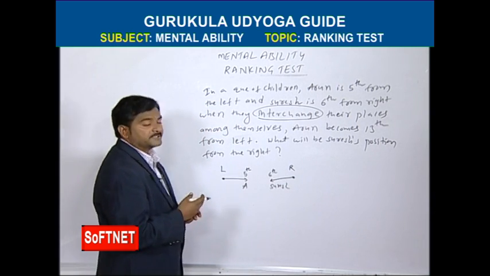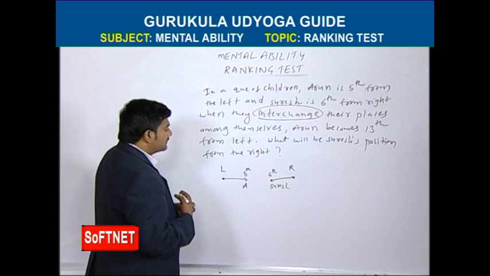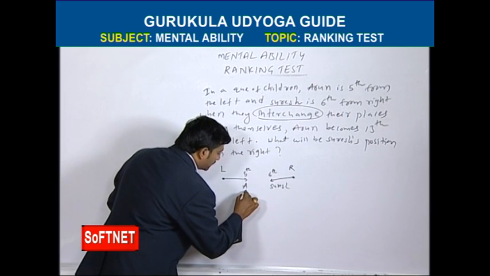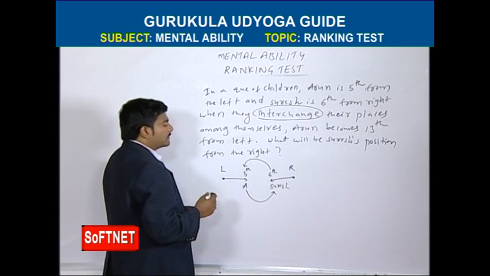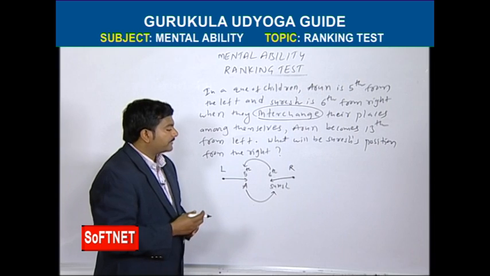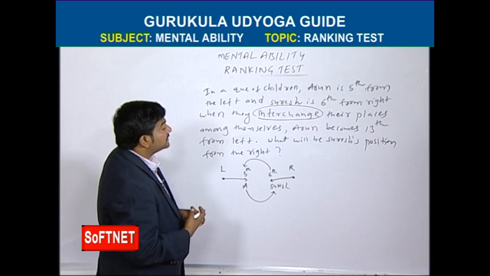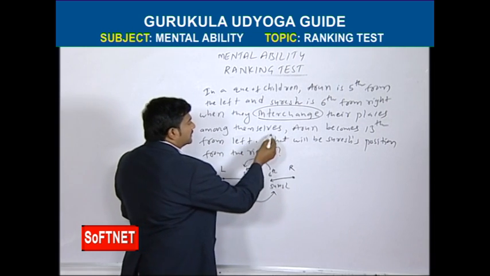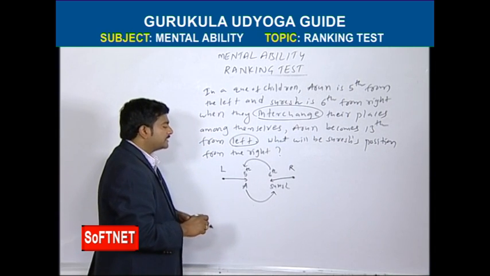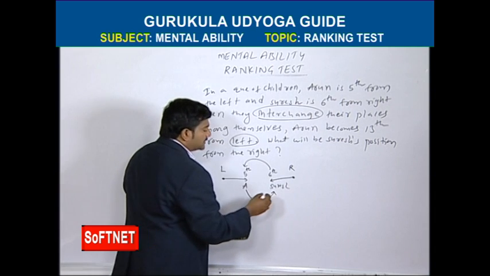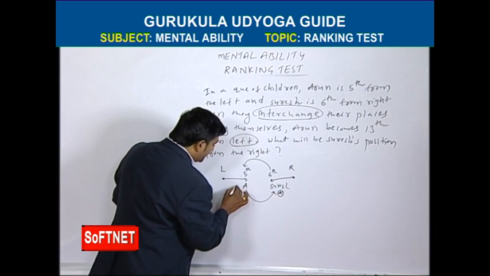When they interchange their places, what does it mean? Arun occupies Suresh's position. Similarly, Suresh occupies Arun's position. Arun occupies Suresh's position, Suresh occupies Arun's position. When they interchange their places among themselves, Arun becomes 13th from left. Now where is Arun? Arun is at Suresh's previous position. So now here Arun is there, and here Suresh is there.